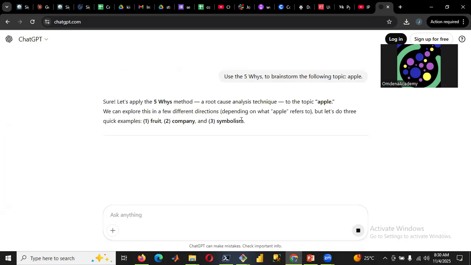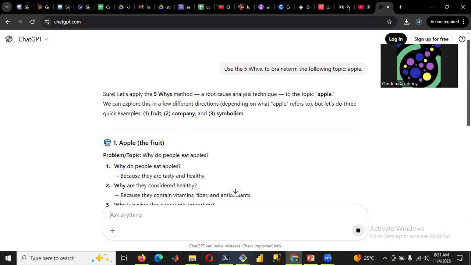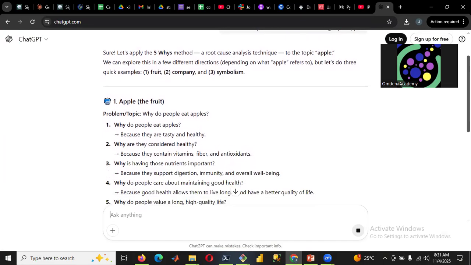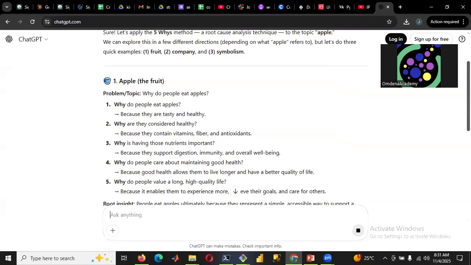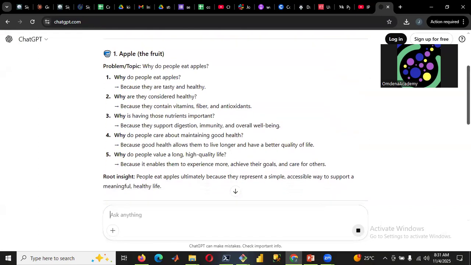So the five whys is a root cause analysis technique, right? Here is how it will be approached. The first why is, why do people eat apples? The second why is, why are they considered healthy? The third why is, why is having those nutrients in apples important?